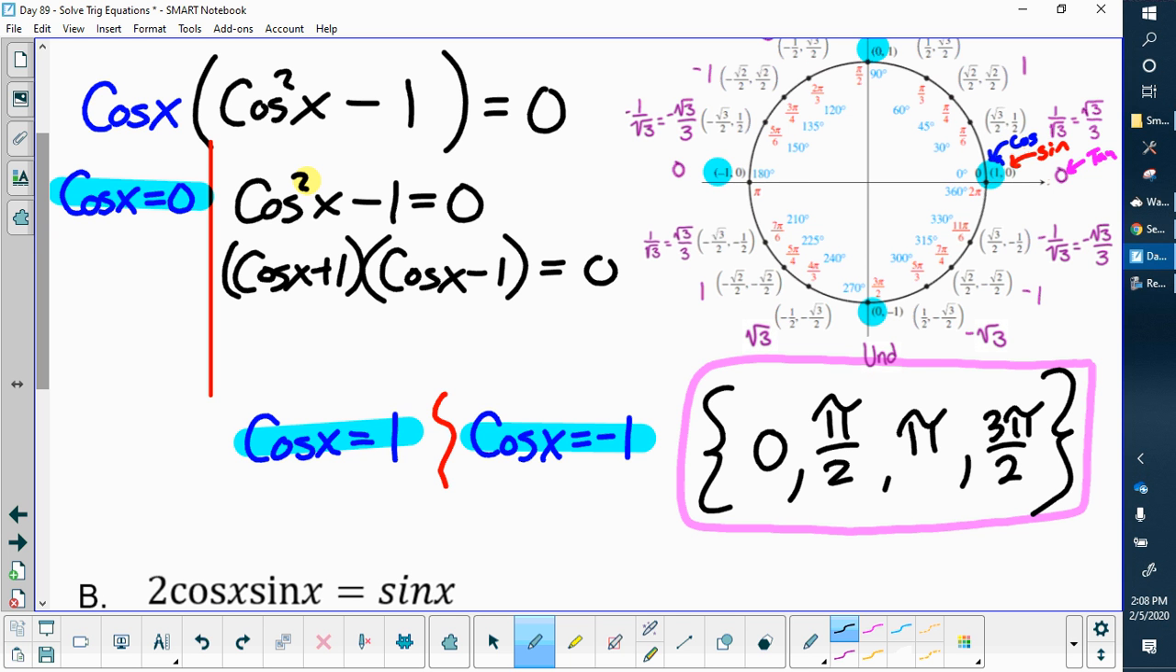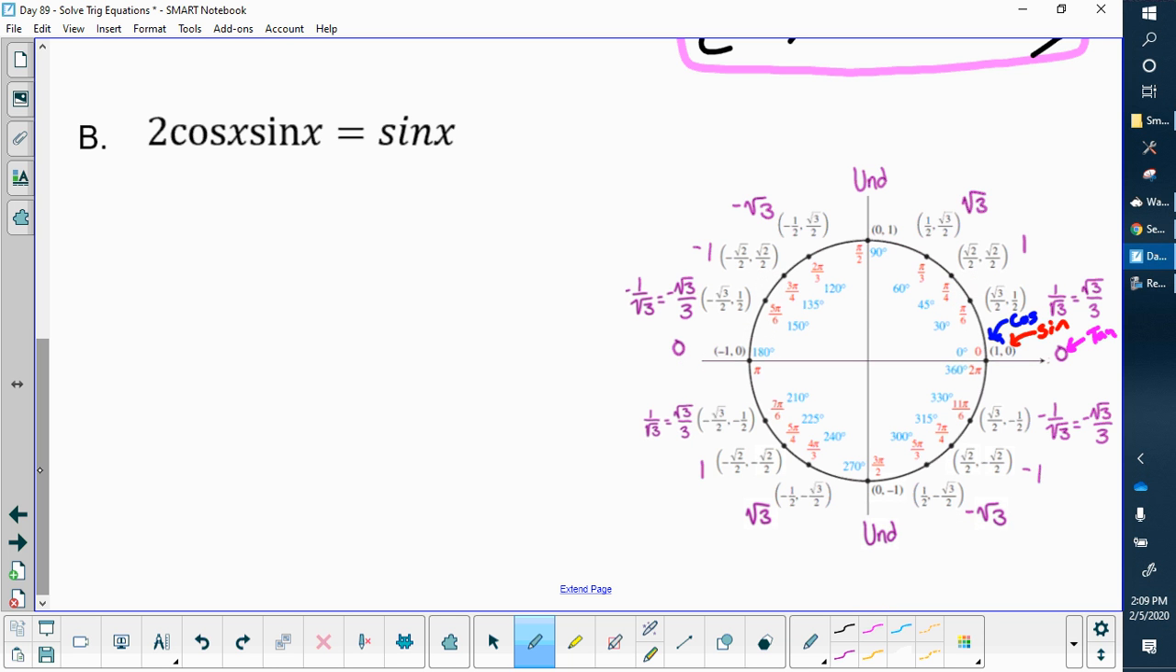Now, the only reason I like the factoring better is you never miss the middle stuff. Does that make sense? Here you would say, when does cosine of x plus 1 equal 0? And when does cosine of x minus 1 equal 0? And I guess these would just be flipped, but you get the same thing, right? So factor if at all possible. All right.